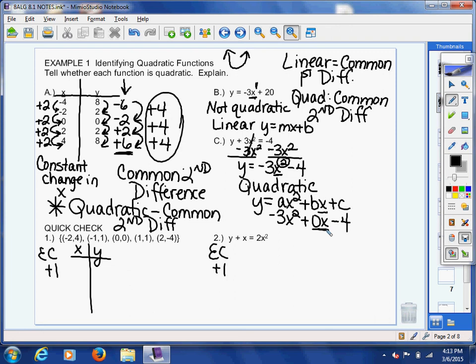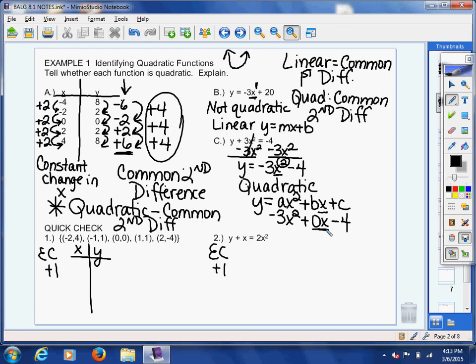Okay? So letter A, common second difference. If you're given a table of data, look for a common second difference. If you got it, then it's quadratic. Letter B and C, look at those equations. If your x has a square variable, and the largest exponent on it is a 2, it is quadratic all day long. If it doesn't, then it's not quadratic.